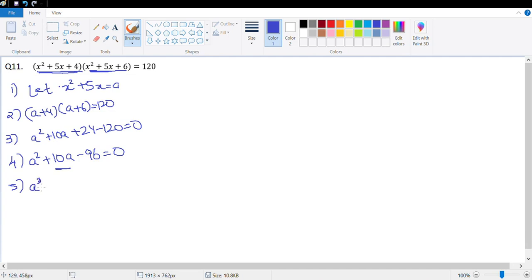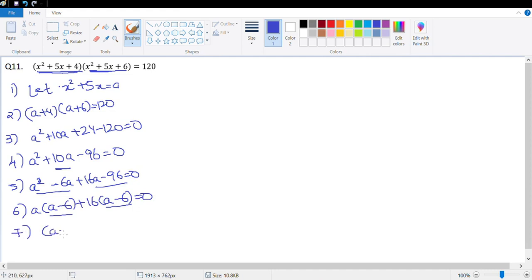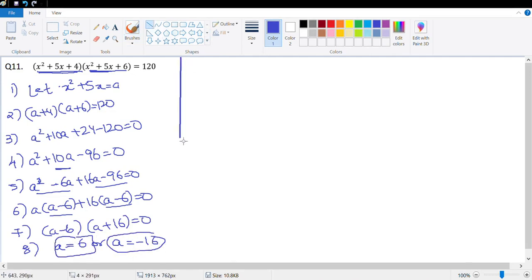So that will be a squared minus 6a plus 16a minus 96 is equal to 0. Grouping it the way I have underlined, a times a minus 6 plus 16 times a minus 6 is equal to 0. A minus 6 is common. So this is a minus 6 times a plus 16 is equal to 0, which means a is equal to 6 or a is equal to negative 16. So we get two values of a, 6 or negative 16. Now a is a variable that we've introduced on our own. So let's substitute it back in the question which was given, and find the value of x.